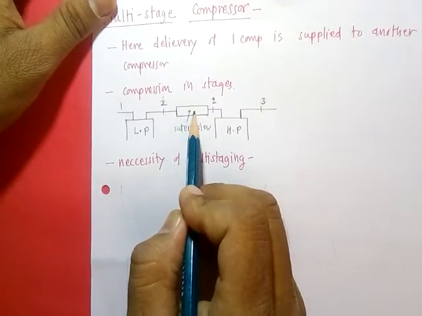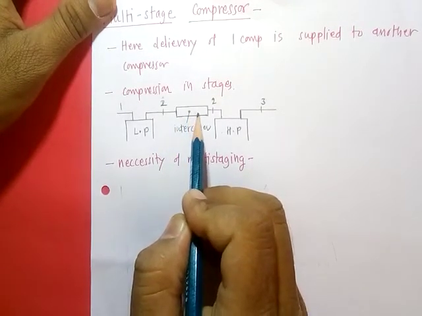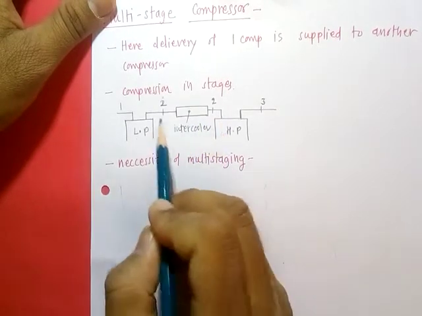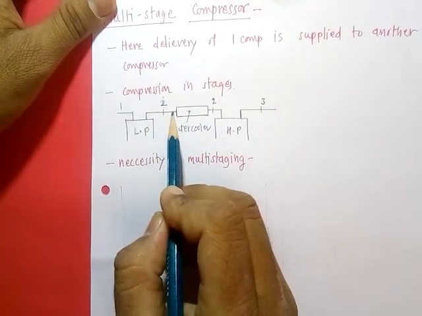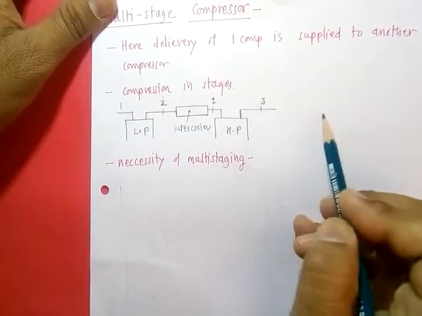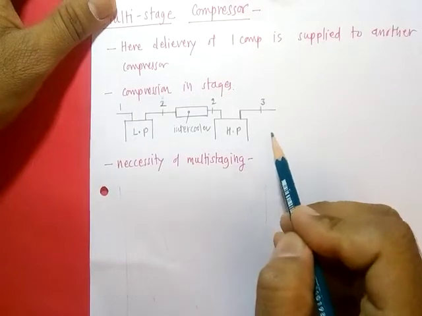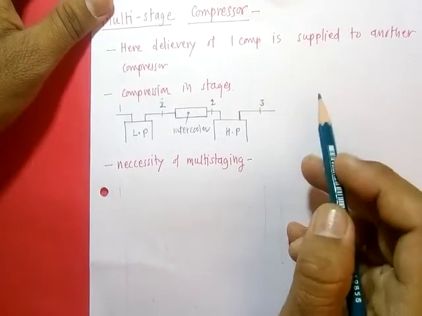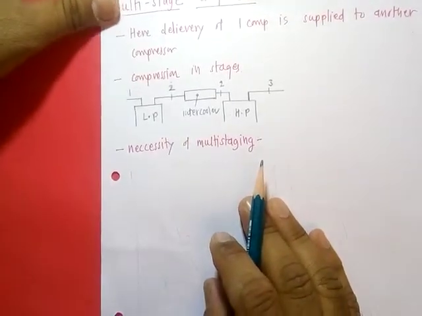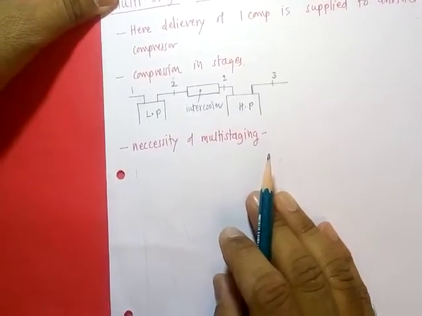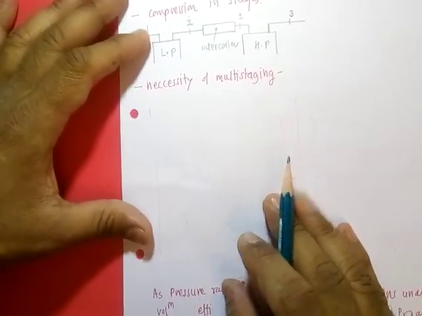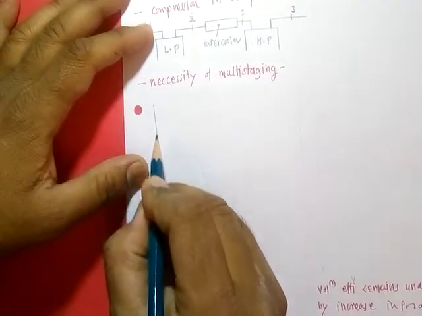In the intercooler, we cool that compressed air and pass it to the second stage. That means the delivery of one compressor is the suction to another compressor, and in this way we deliver the air to the final stage. Okay. So the question is, why carry out multi-staging, or what is the necessity of multi-staging? We will understand it on the PV diagram.